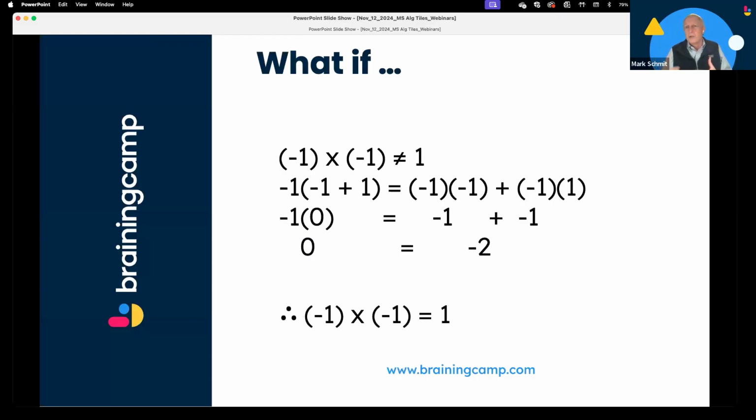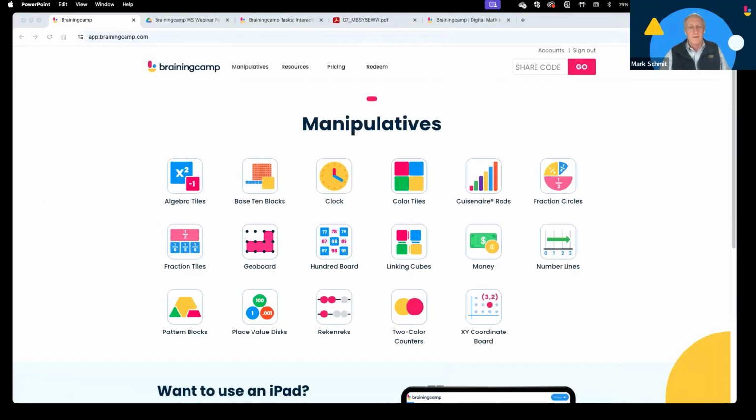Now, I'm not saying that these two different models aren't good for multiplication of a negative times a negative. I'm just saying that, based on what I've seen, what I've done in the past, it's a little bit of a contrived use of the manipulatives.